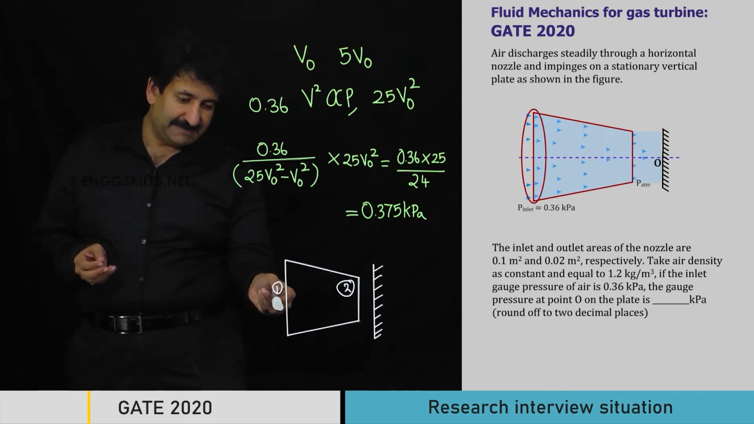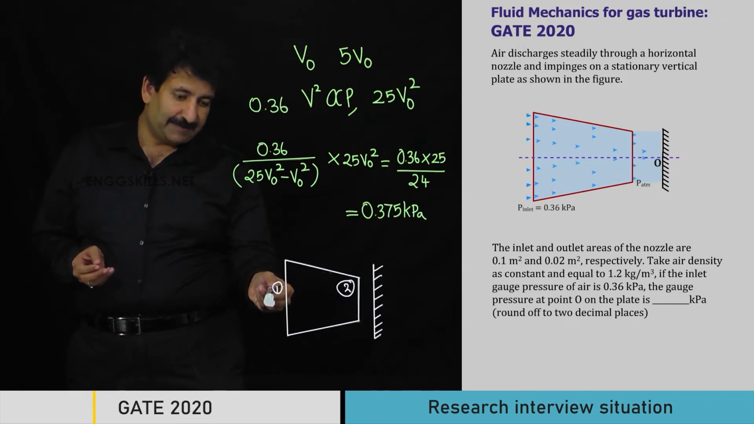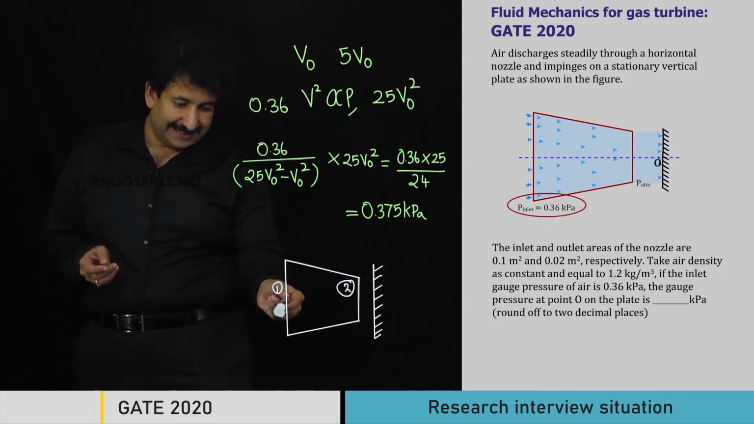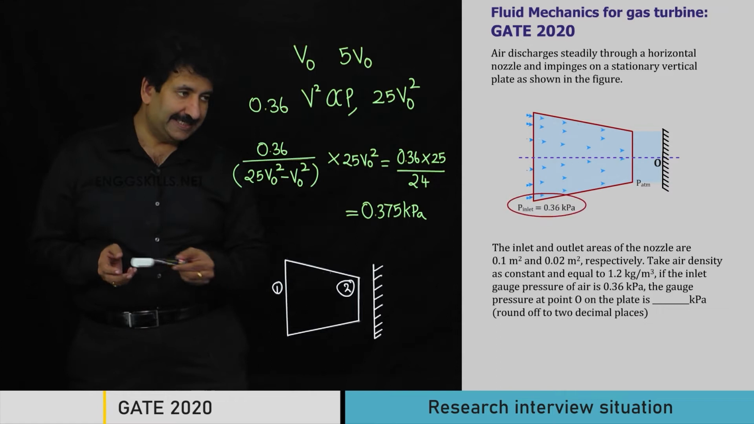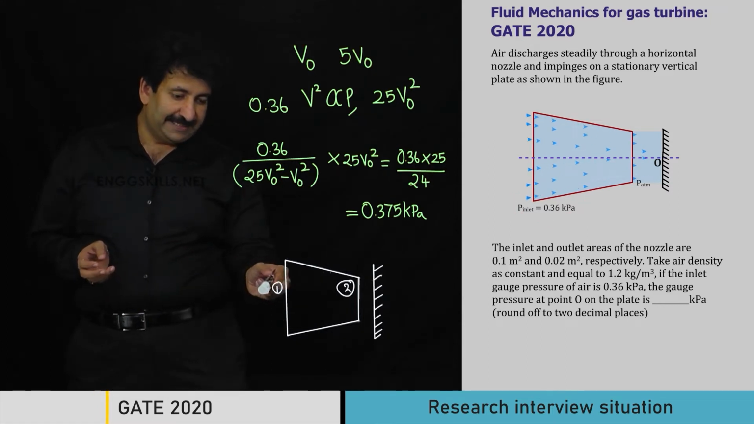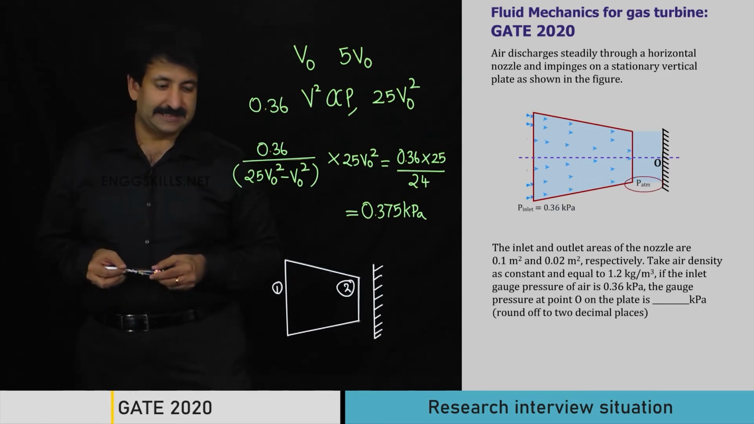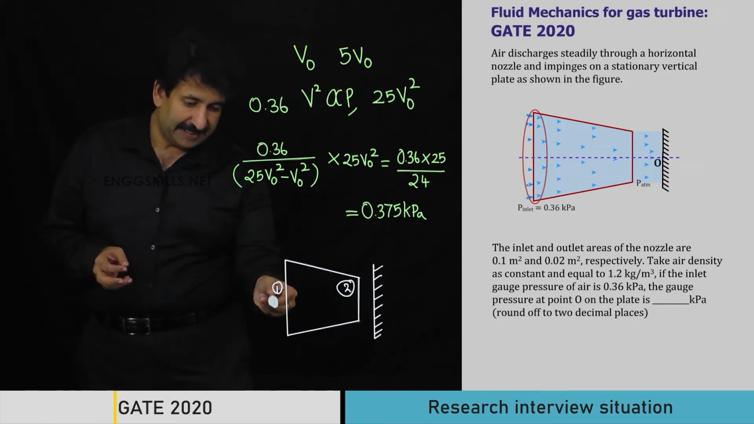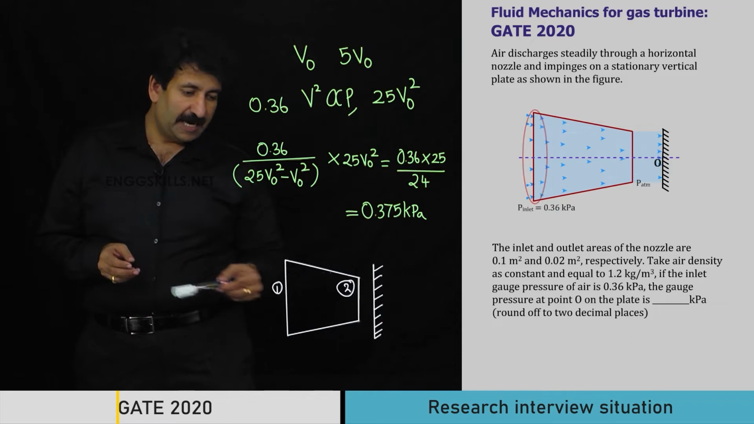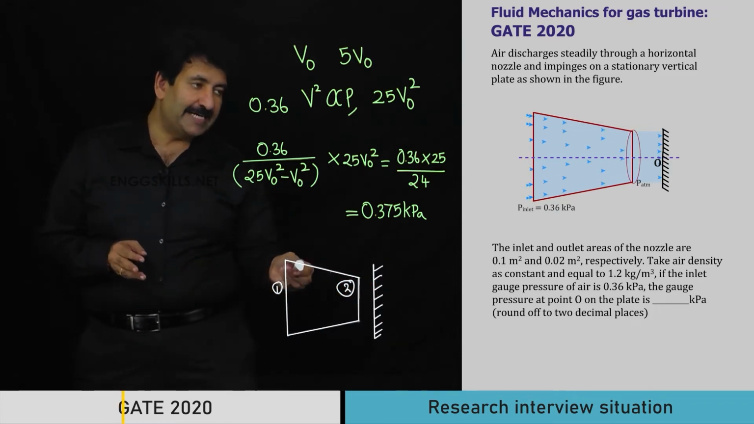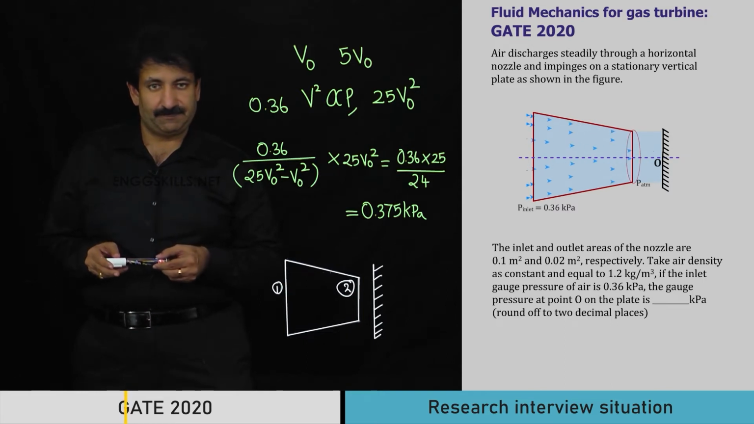The fluid is entering with certain velocity and certain static pressure, and the gauge pressure is said to be 0.36 kilopascal. That means the total pressure head at this particular point is 1.36. So now it is expanded fully to atmospheric pressure. That means it started with a dynamic head and a static head, but now everything is converted into dynamic head because it is expanded to atmospheric pressure.